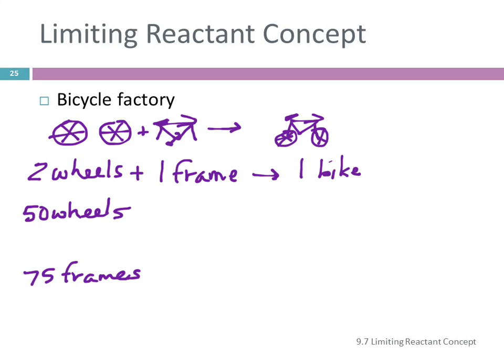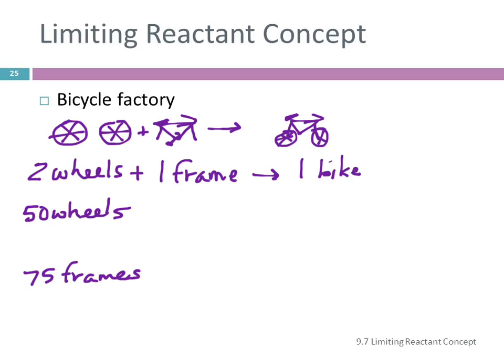This is the limiting reactant concept. Up until now, we haven't discussed the amounts of both reactants. We've just looked at one and assumed that there's plenty of the other. But in real life, this is more likely to happen, where we have one of these things that limits how much we can make. The wheels are going to limit the production of bicycles today because we're going to run out of wheels.